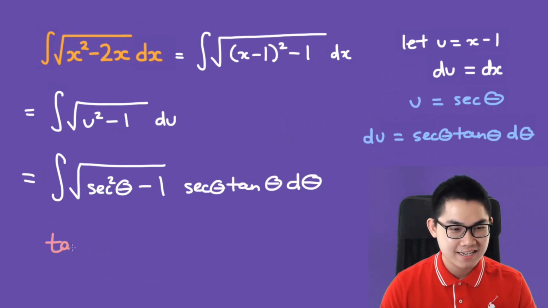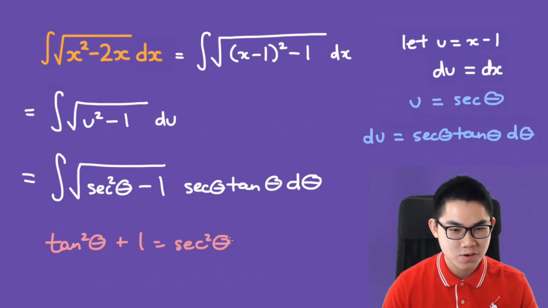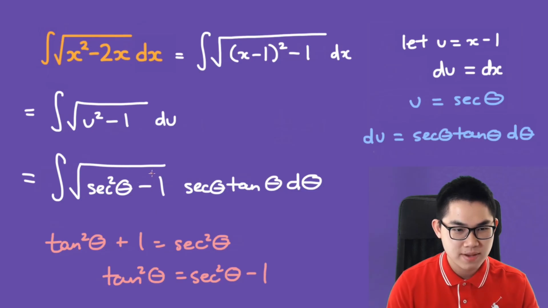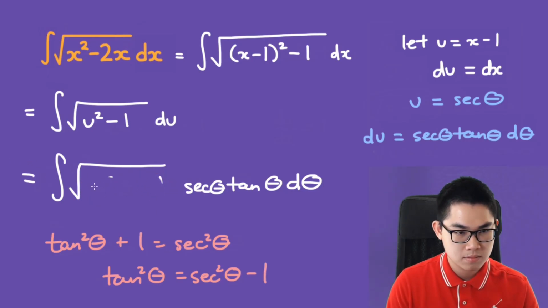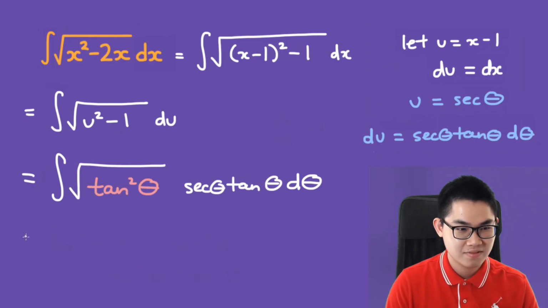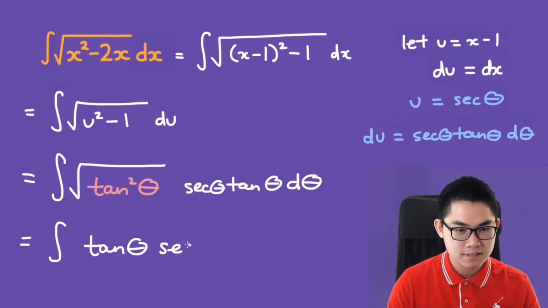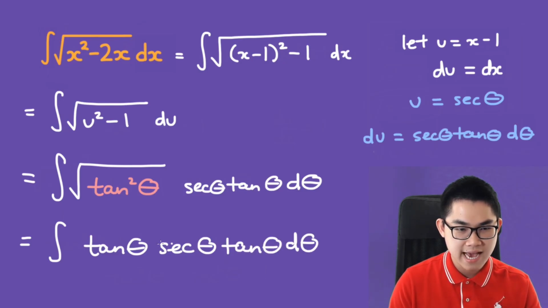We know that tan squared plus 1 is secant squared. So if we subtract both sides with 1, we get tan squared is secant squared minus 1, which is basically this part. So we can replace this with tan squared. This is equal to the integral, and the square root of tan squared is just tan, times secant times tan d theta. So tan times tan gives you tan squared again.